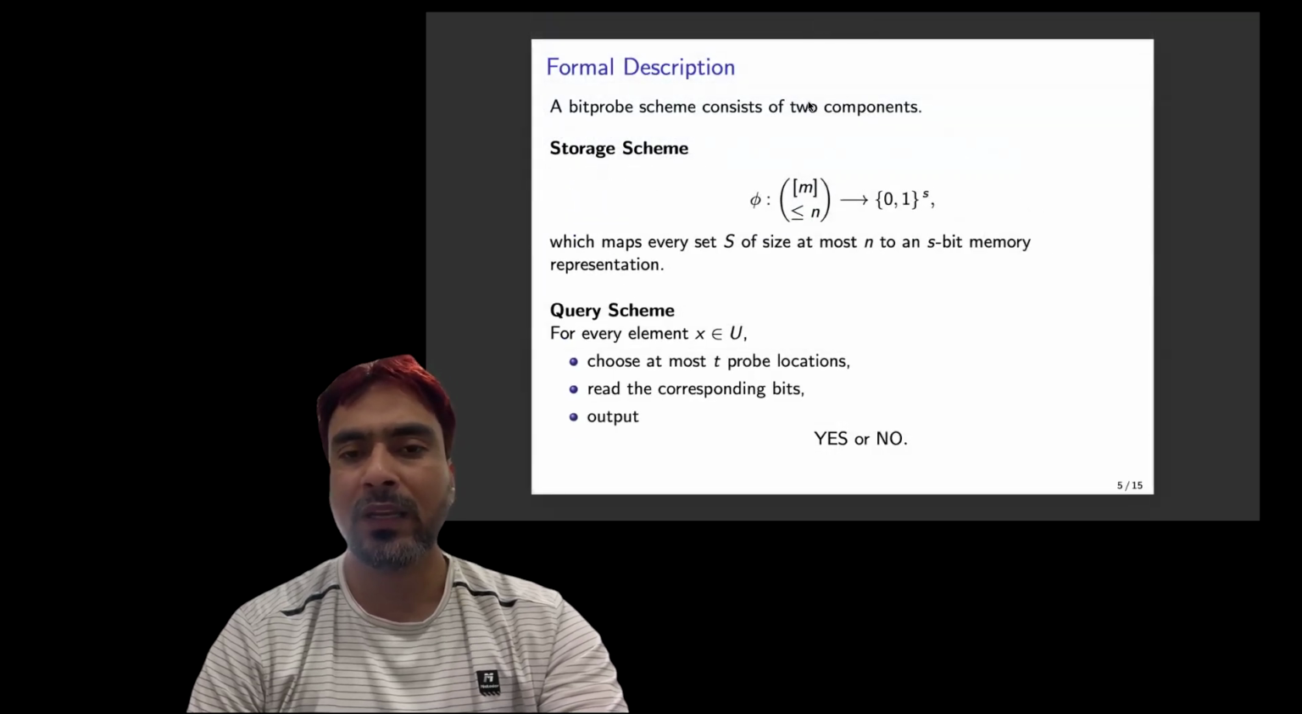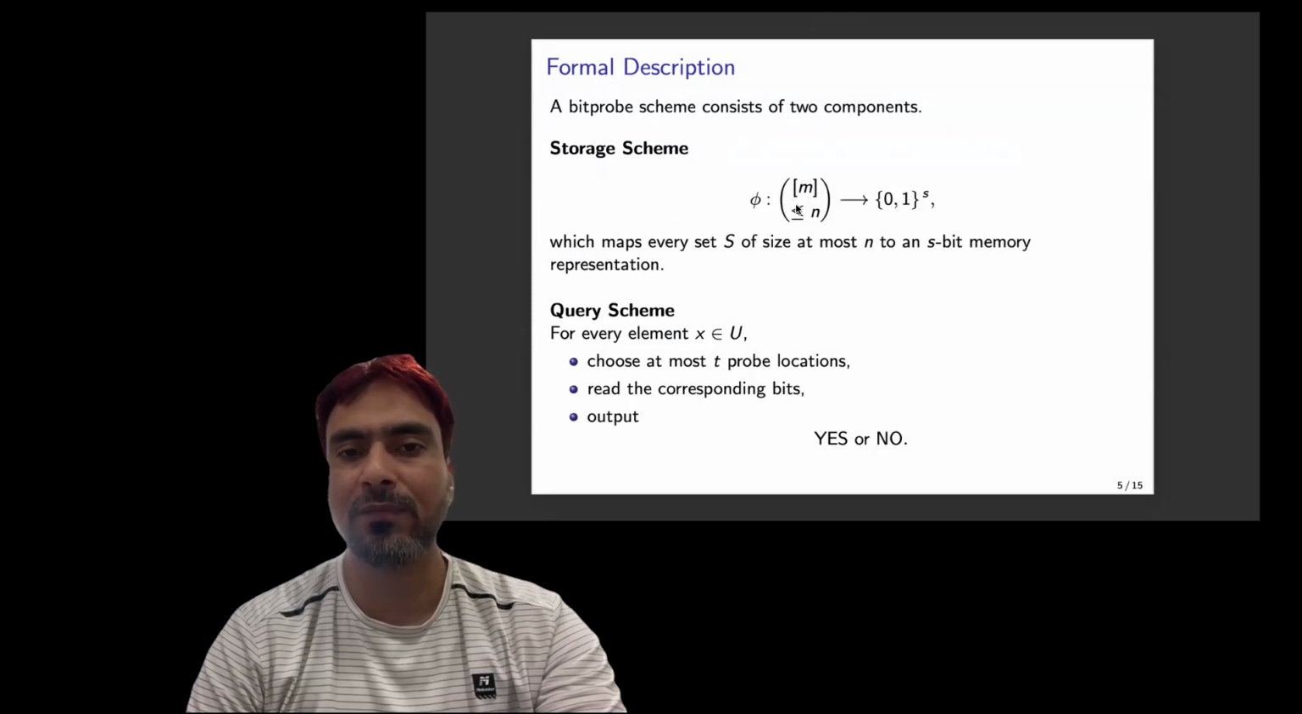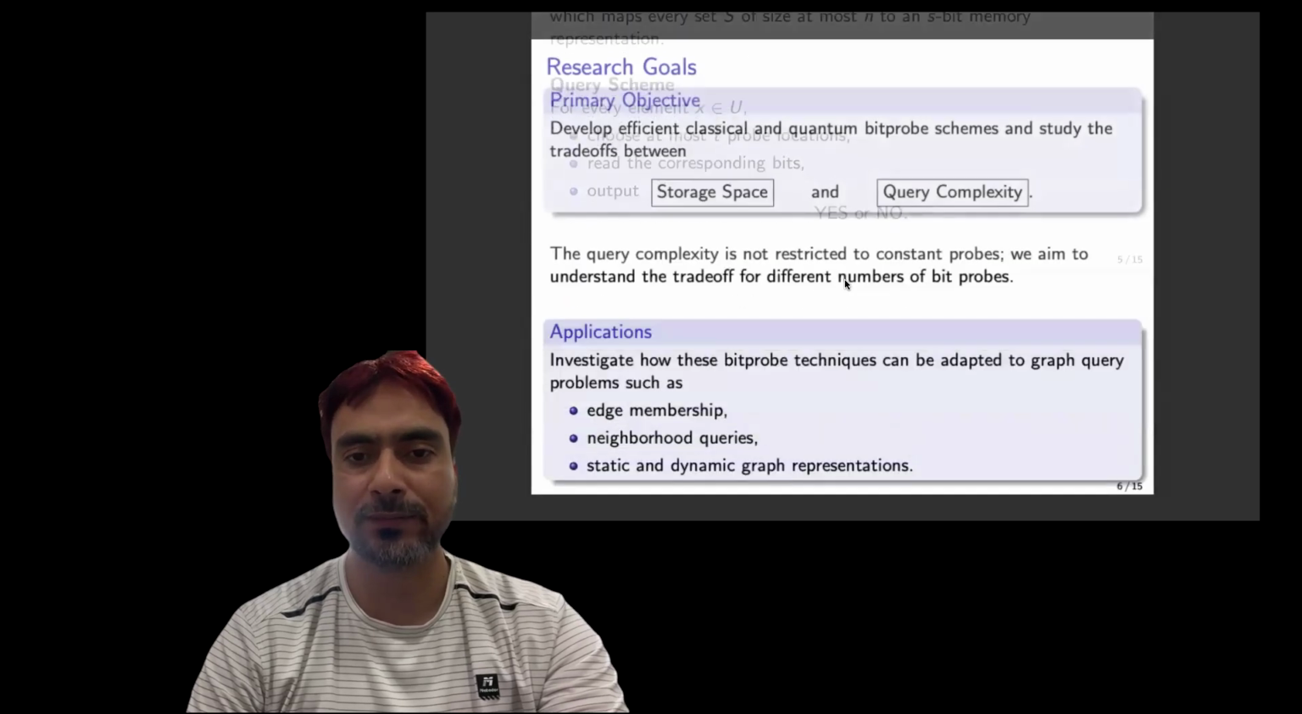Formally, given a subset of size at most N, we have a storage scheme, which is a function that maps all possible subsets of size N to S bits, and a query scheme which takes an element X belonging to M and gives you T locations in those S bits. Then you read those T locations and compute some Boolean function, which evaluates to 1 if and only if the element belongs to the set to be stored.